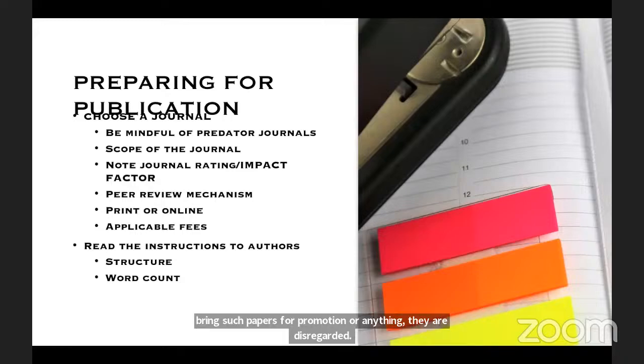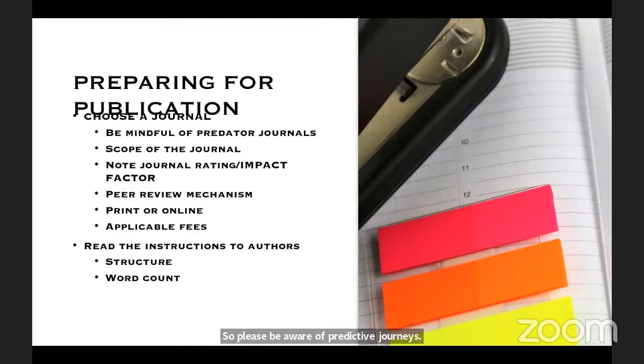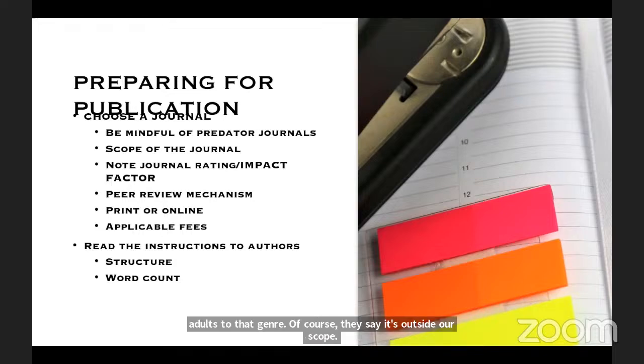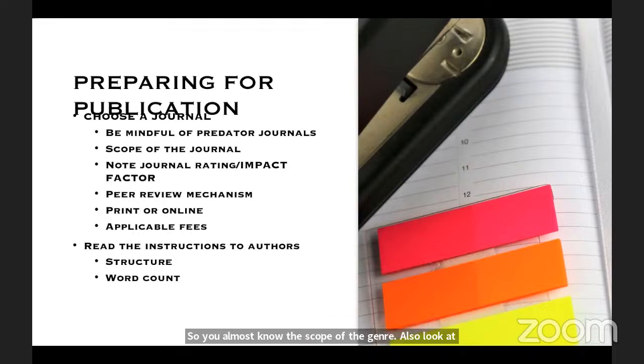Know the scope of the journal. This can be a journal of pediatrics, and you are sending strangulated hernia in adults to that journal. Of course, they say it's outside our scope. So you must know the scope of the journal. Also look at the impact factor of that journal. You want to send your paper to a journal.